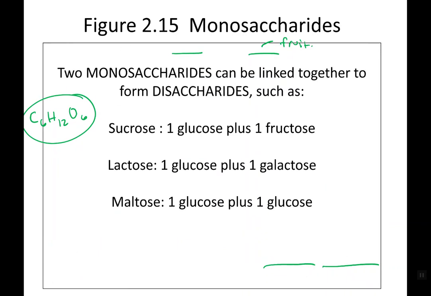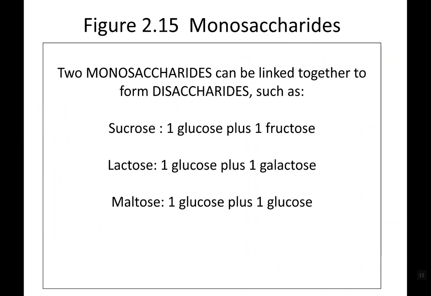So if you want to link together some monosaccharides, you can make a variety of disaccharides. Sucrose, which is a common form of sugar, is a glucose plus a fructose. Lactose, which is present in dairy products, is glucose plus galactose. And maltose is glucose plus glucose. So these are disaccharides, two monosaccharides holding hands.